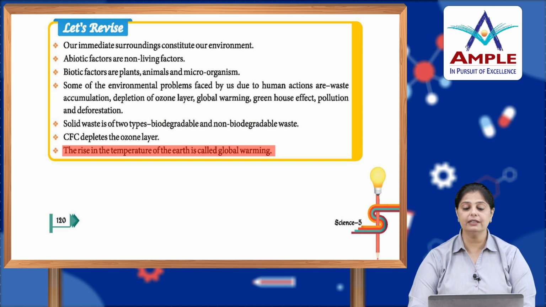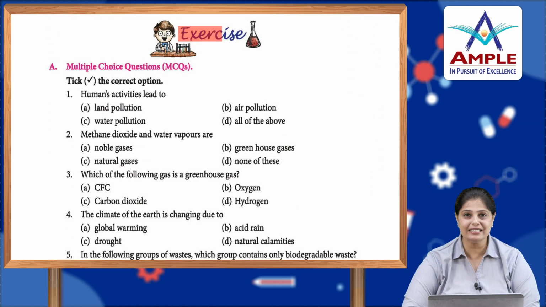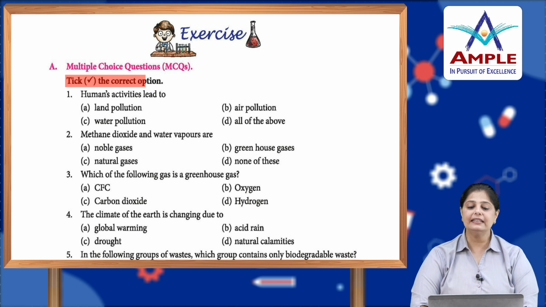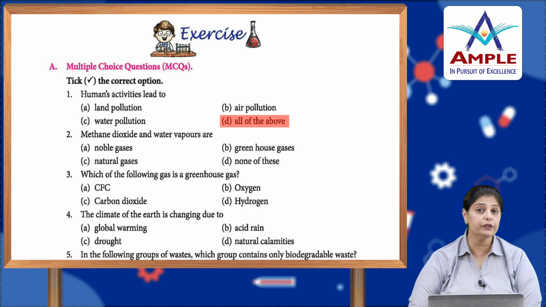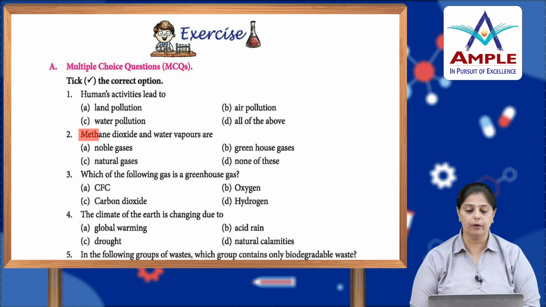Alright, so now children, let's see how much you followed the chapter. Let's do the exercises quickly. Take the correct option. Human activities lead to land pollution, air pollution or water pollution or all of the above? It is all of the above.